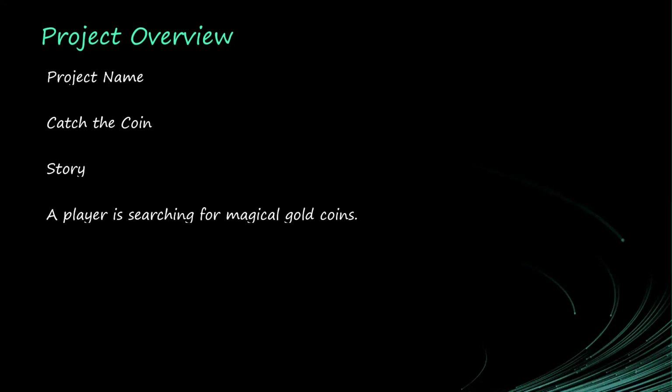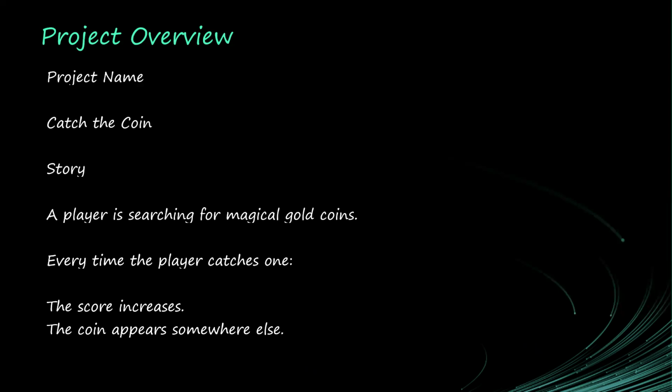The name of the project is Cash the Coin. A player is searching for magical gold coins. Every time the player catches one of the coins, that means touching the coin, the score increases. Anytime we move the red rectangle around, we're actually searching. Once it touches the coin, we have found the coin, and then our score increases. The coin appears somewhere else, it changes position. The game continues until the player closes it.